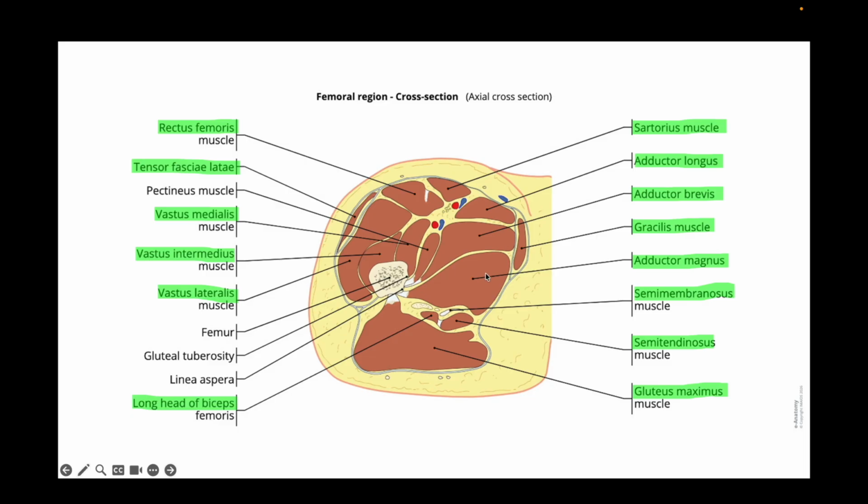You then have your adductor magnus, and gracilis, that gracile, quite small muscle in the medial thigh, and then the other muscles which we've spoken about.